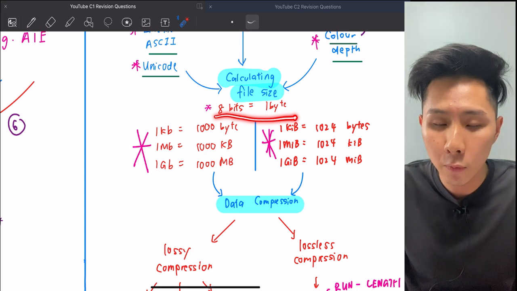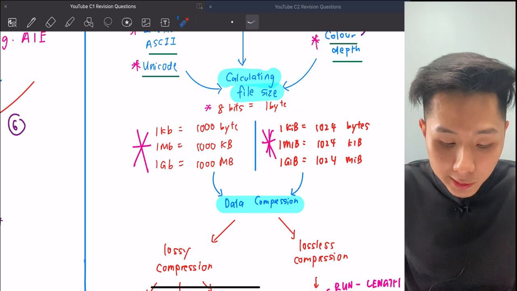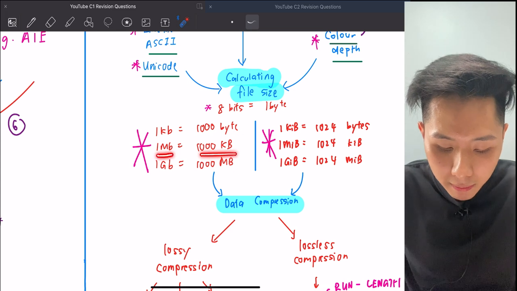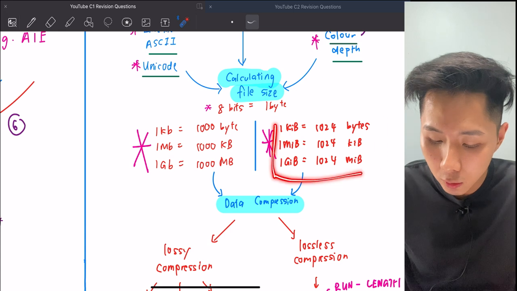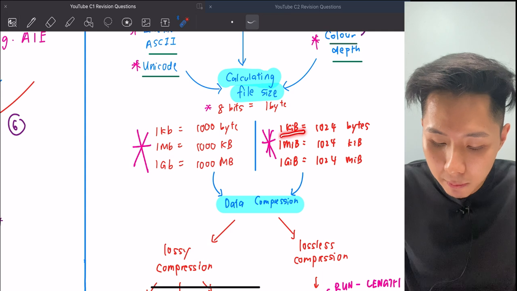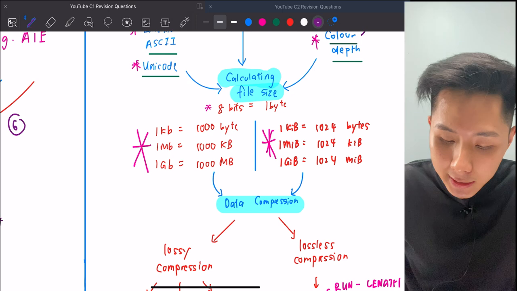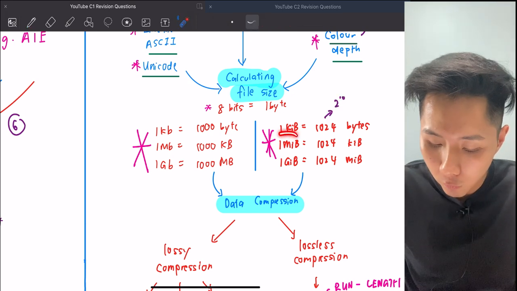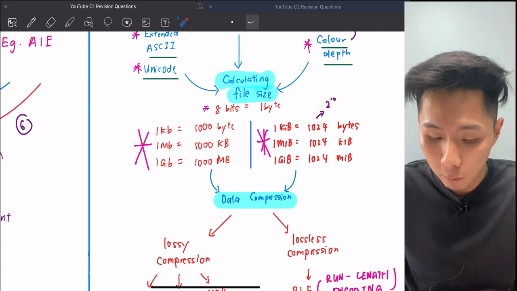8 bits, 8 zeros and ones, basically represent 1 byte. We can also simplify the calculation by converting 1,000 bytes into 1 kilobyte, 1,000 kilobytes into 1 megabyte, and 1,000 megabytes into 1 gigabyte. And for your syllabus, they added something new called the kibibyte, which is used in a lot of computers nowadays. Whereas 1 kibibyte, instead of 1,000 bytes, is equal to 1,024, and this is basically 2 to the power of 10. And 1 mebibyte is 1,024 kibibytes, and so on and so forth. So these are some questions that we'll perform later.